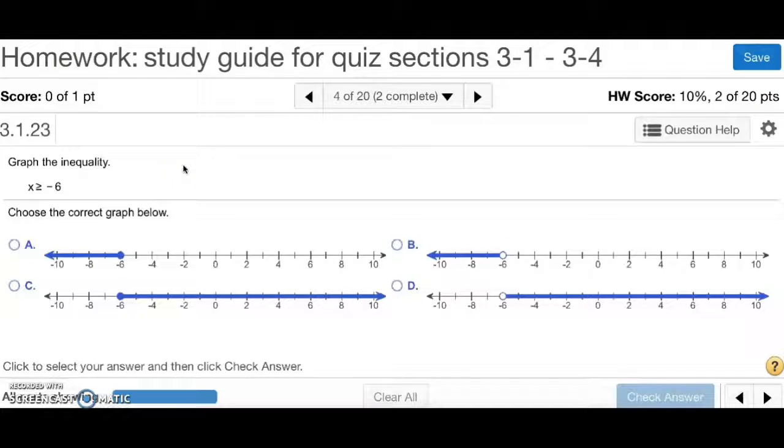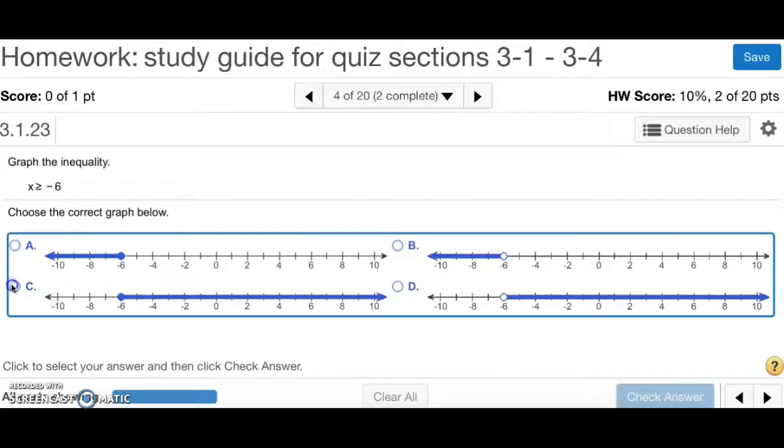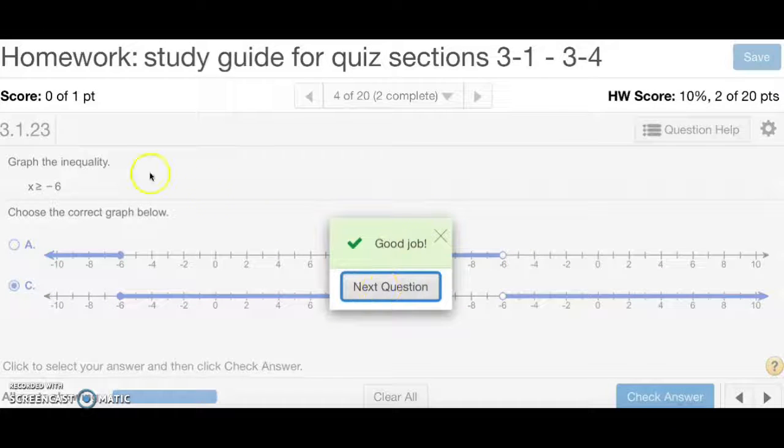Number 4, graph the inequality. So we start at -6. The line under it means a closed circle, and we're going to the right. So that would be C. Starting at -6, closed circle, going to the right. So number 4 is going to be C.